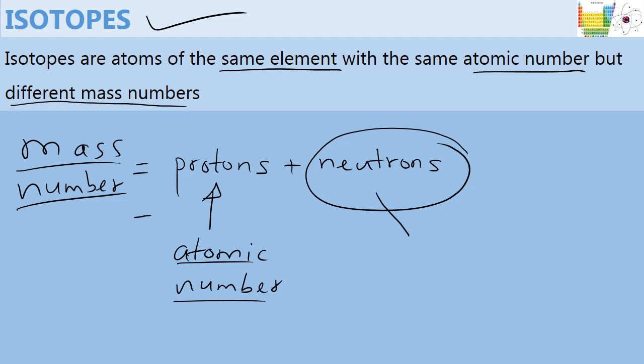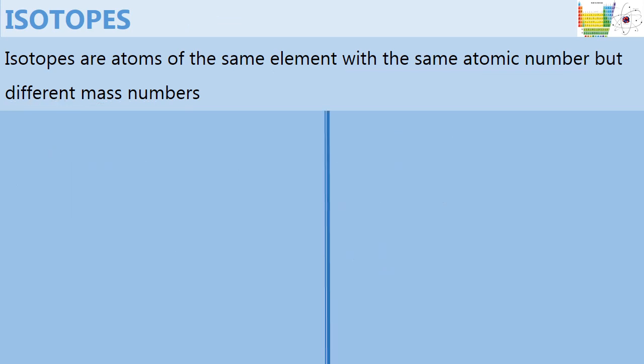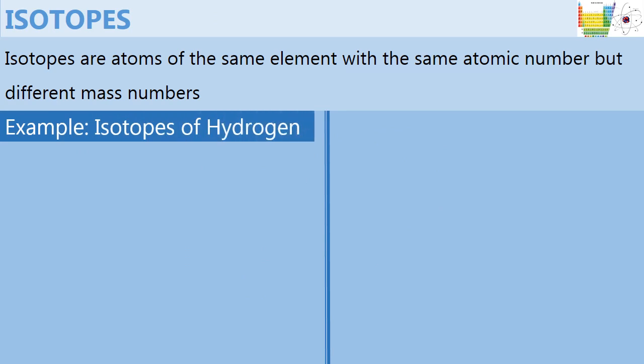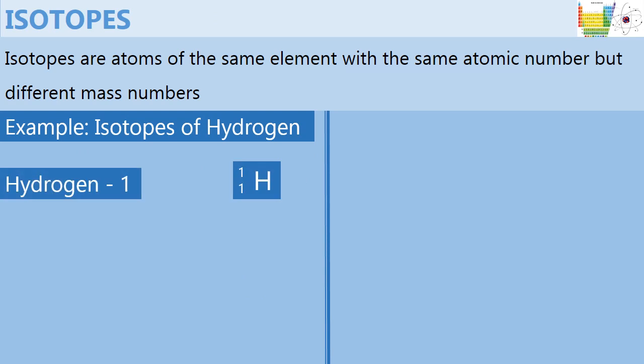Those two atoms of the same element contain different numbers of neutrons. Let us use an example to understand this. Isotopes of hydrogen. The first isotope of hydrogen is hydrogen 1, the one that we usually talk about.